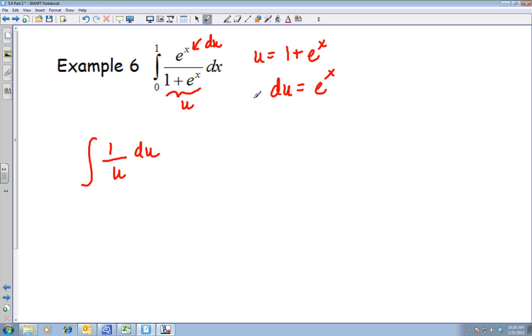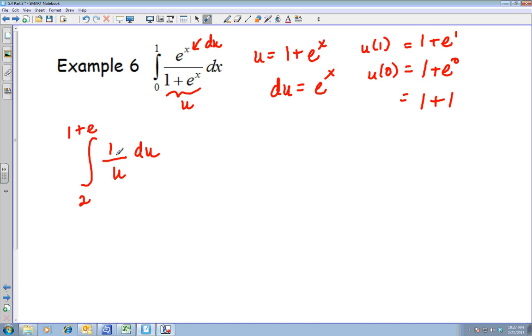Let's change our upper and lower limits. So when I plug 1 in into my u, I get 1 plus e to the first. So this is going to change to 1 plus e to the first. When I plug 0 in, I get 1 plus e to the 0, which gives me 1 plus 1, so that's going to be 2. Now we have to make sure that 2 is smaller than this. This is 1 plus 2.7 something, so it is.